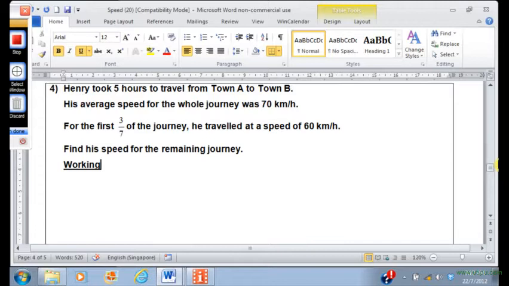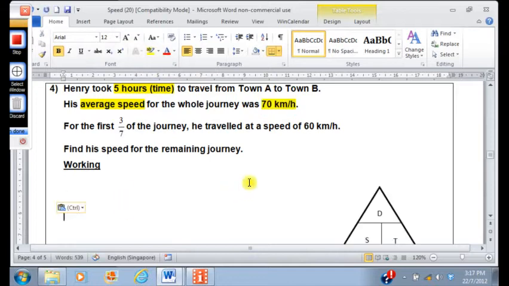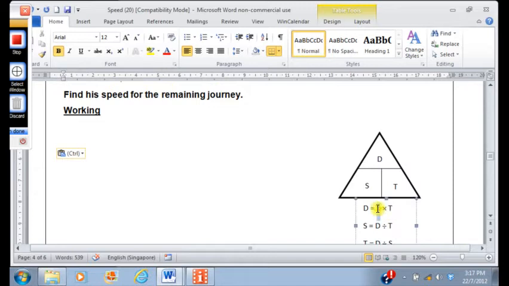Okay, right. Henry took 5 hours. Ladies and gentlemen, please highlight and also make sure that you write this as your time. To travel from town A to town B. His average speed for the whole journey was 70 kilometers per hour. Straight away you can do something. You got speed, you got time, so you can find the distance for the whole journey.